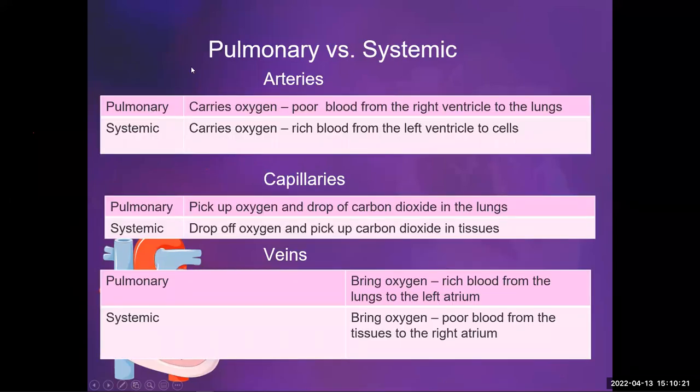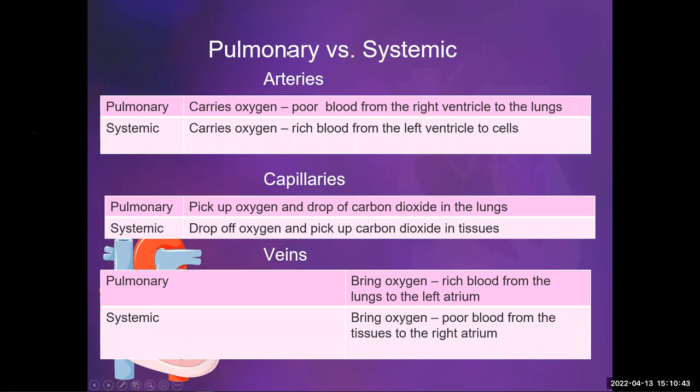So, pulmonary versus systemic. With the pulmonary, where does the blood go to? Which organ? Your pulmonary circulation. So the pulmonary goes to the lungs, very good. And the systemic goes where? To your entire body. It goes to your entire body, correct.